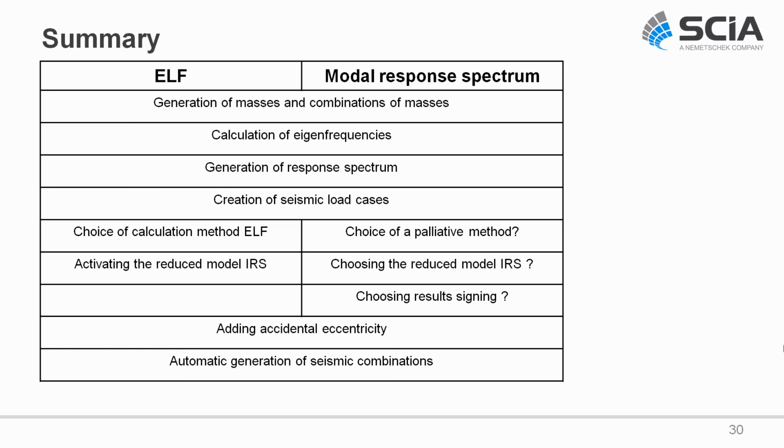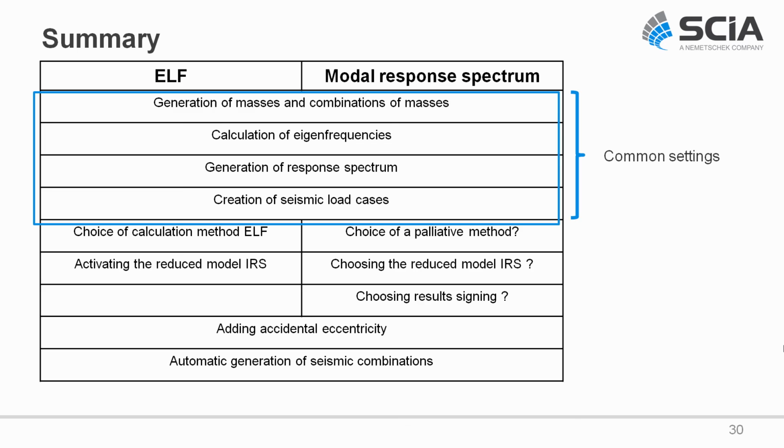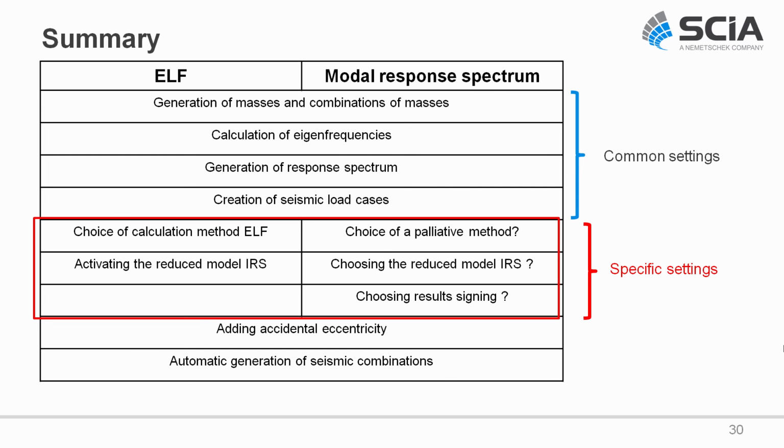So to summarize this webinar, we saw that for the ELF and modal response spectrum analysis, we have some common settings, such as generating the masses and combinations, calculating the eigenfrequencies, generating the response spectrum, and the creation of seismic load cases. Then we have some specific settings for each method. For example, for the ELF method, we have to choose the calculation type ELF, and we have to activate the IRS model. While for the modal response spectrum, we have the possibility to choose a palliative method or IRS method.